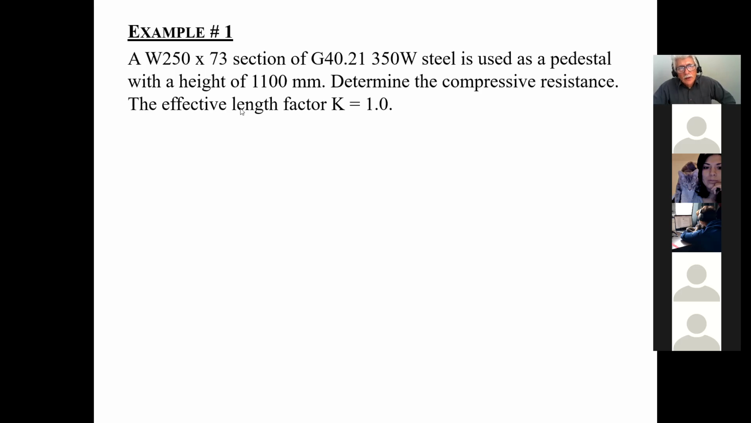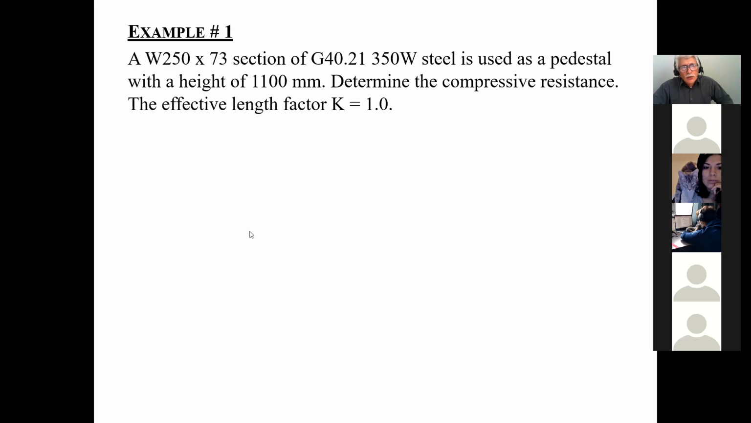The effective length factor here, we're going to assume that the column is pinned, and therefore K is equal to 1. Like most columns, we'll always consider them to be pinned because the base plate does not fix the column, and the connection from the beam to the column does not fix the column. Therefore, we'll always assume it to be pinned, so we'll always assume K is equal to 1.0.